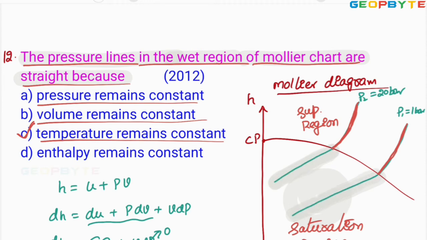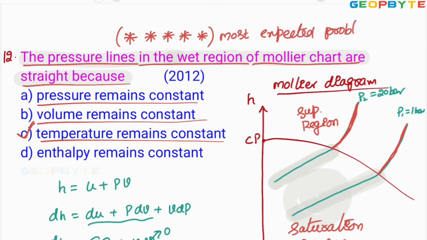I hope you got my point. This is a very important problem. That's why let me mark it as a 5-star problem. 5-star problem means the most expected problem in the competitive exam. Let's go for the next problem.